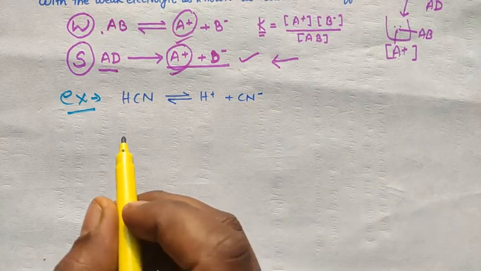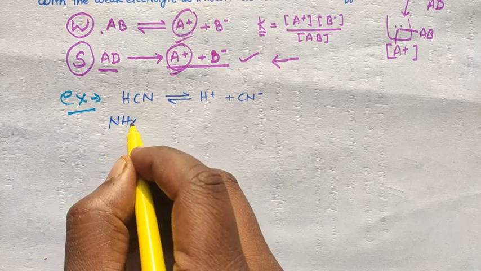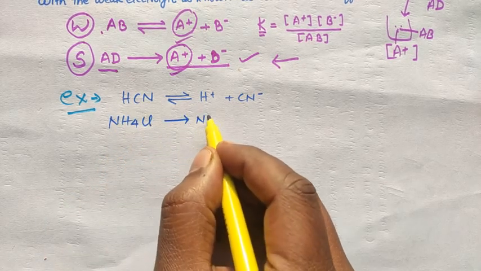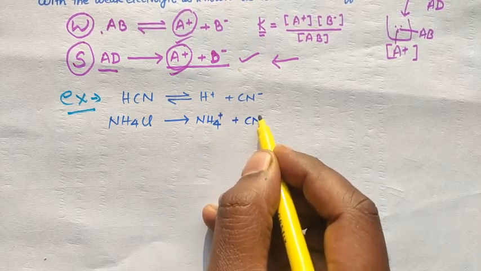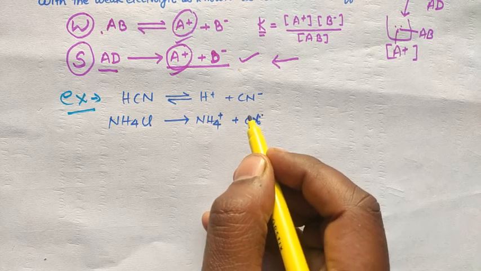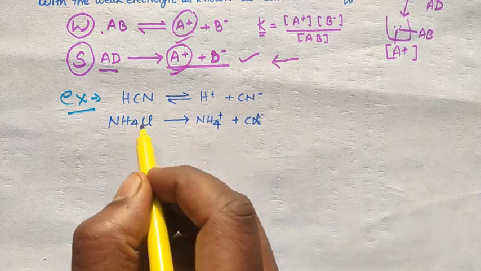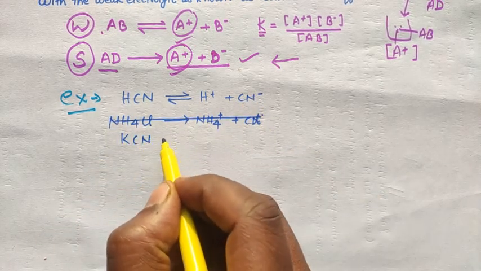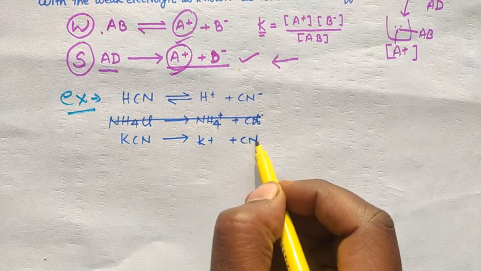Okay, and you are going to add any strong electrolyte. For example, NH4Cl, which will totally ionize and give you NH4 plus and Cl minus. But for HCN, you have to take KCN. So this KCN will ionize like this, K plus and CN minus.